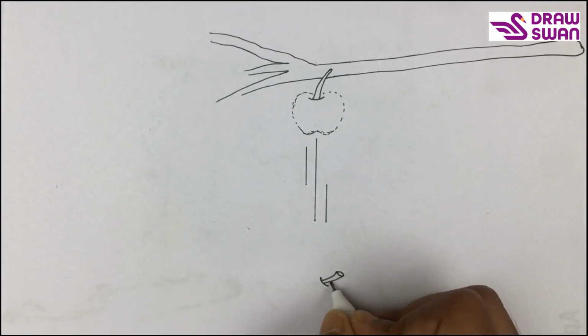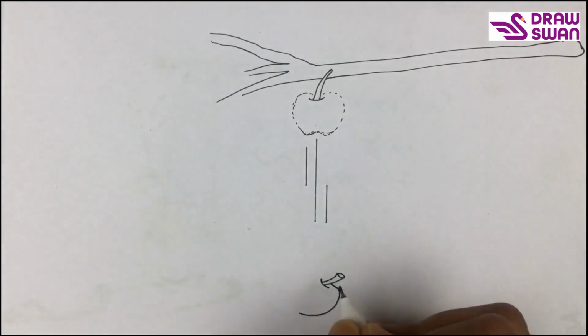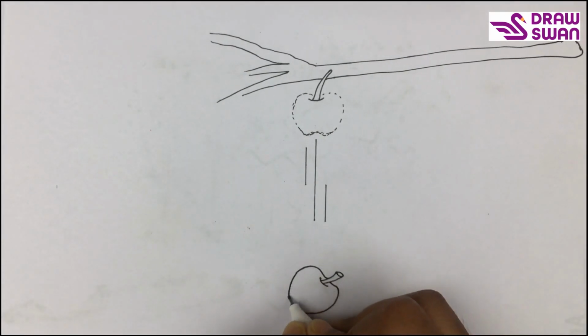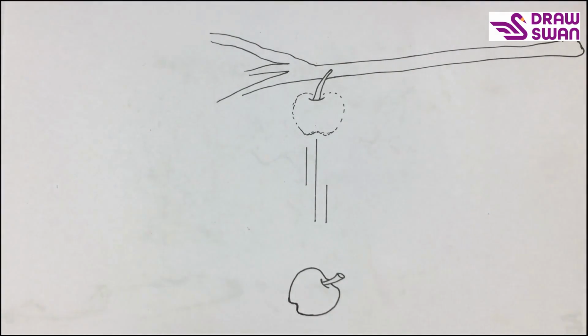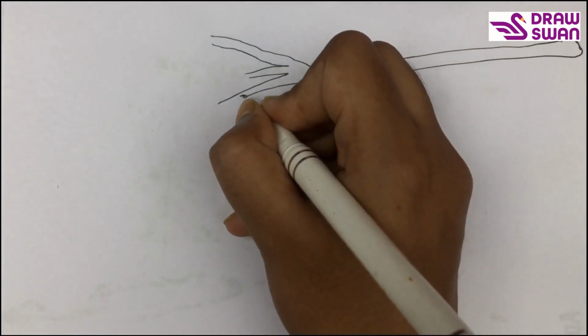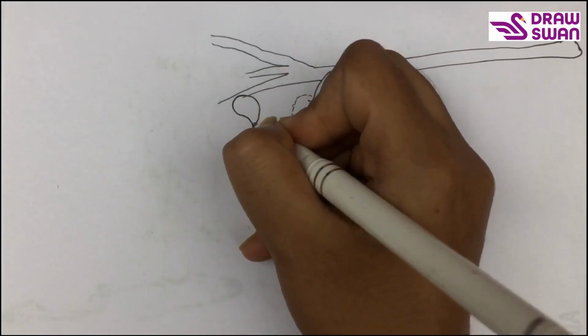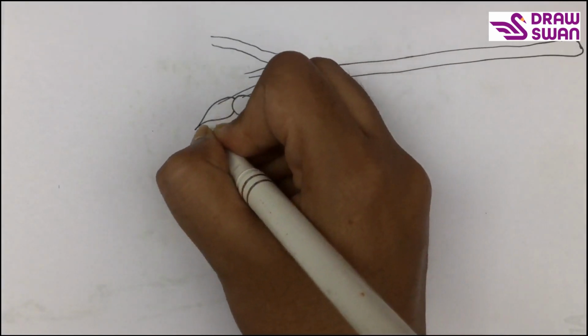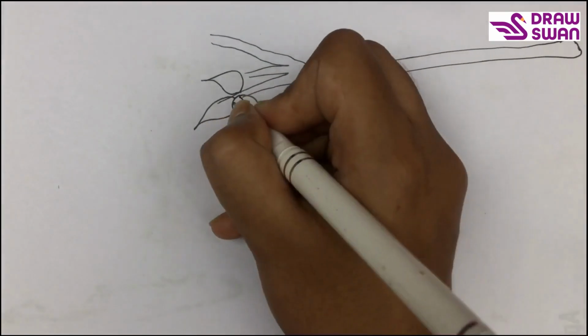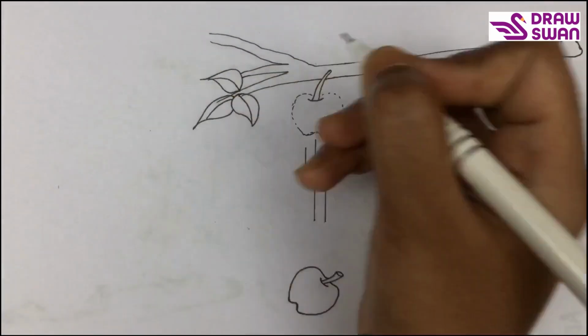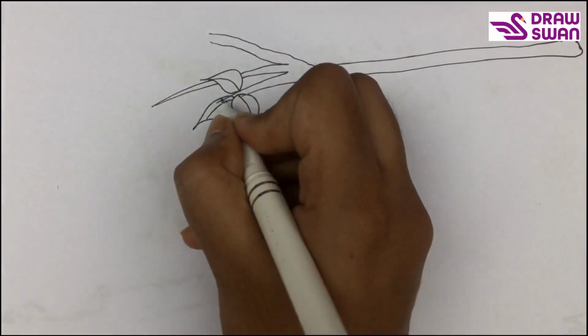And now, here's the apple. Okay, let's draw some leaves. Let's draw some more.